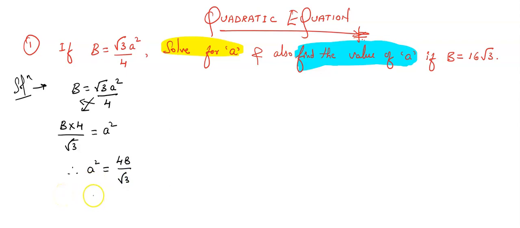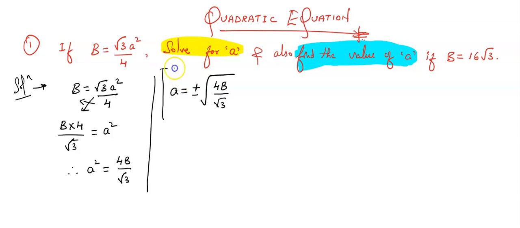Now we want to shift this square to the opposite side, right? So a is equal to, if the whole square goes to the opposite side, it becomes plus or minus the whole root of the RHS, that is 4b by root 3. As you can see, a is equal to plus or minus square root of 4b by root 3. It is very difficult for us to simplify further, so we keep the answer as it is. This is known as solve for a.